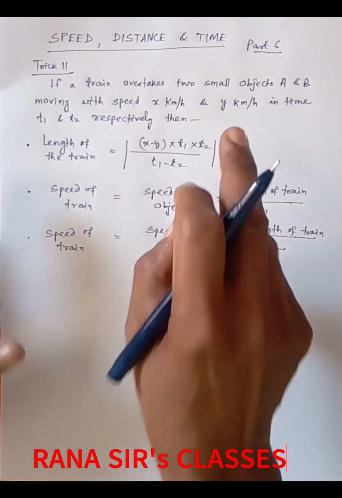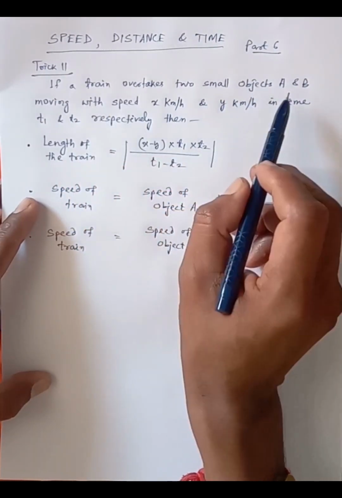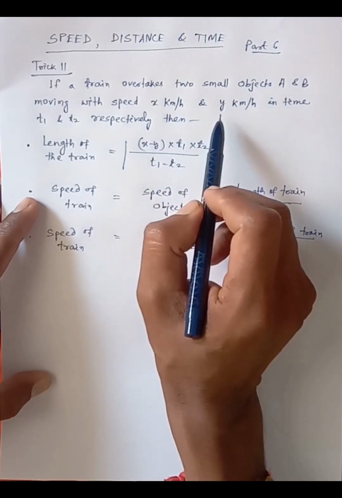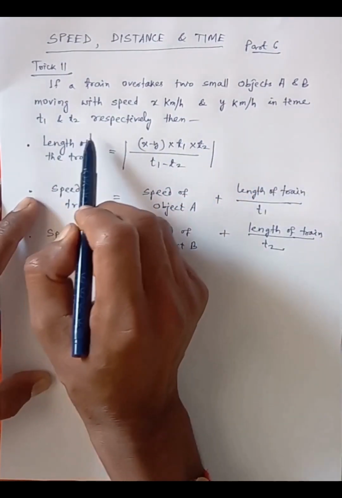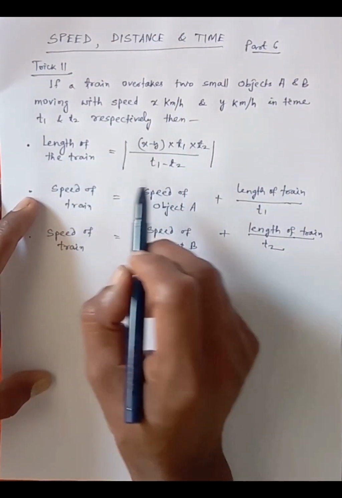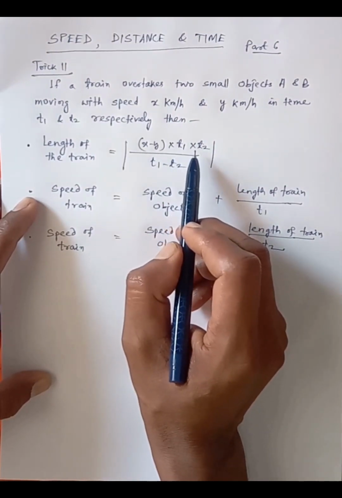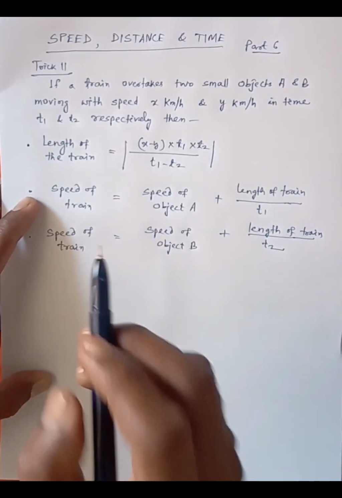Speed, distance, time, part 6, trick 11. If a train overtakes two small objects A and B moving with speed x km per hour and y km per hour in time t1 and t2 respectively, then the length of the train is equal to the absolute value of (x minus y) multiplied by t1 and t2 divided by (t1 minus t2).